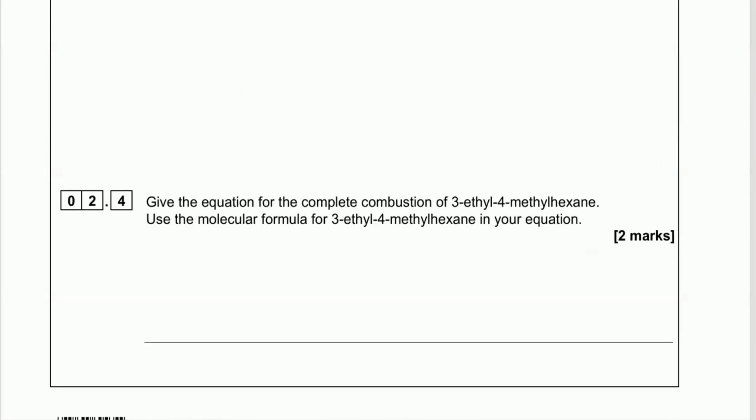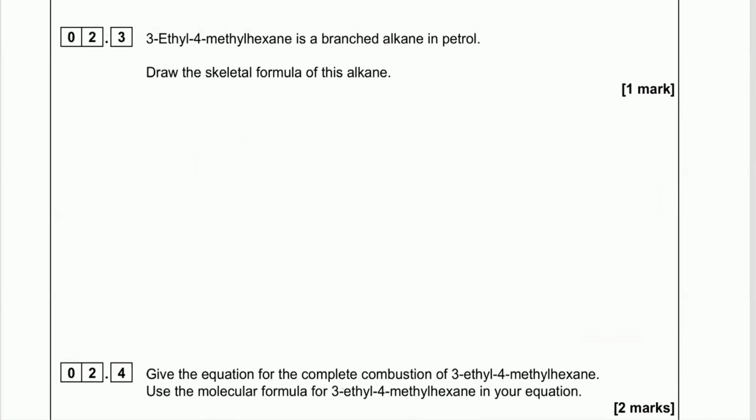Well, let's move on to 2.3. Now, for 2.3, the question is that 3-ethyl-4-methylhexane is a branched chain alkane in petrol. Draw the skeletal formula of this alkane.